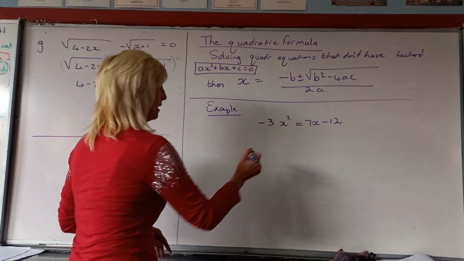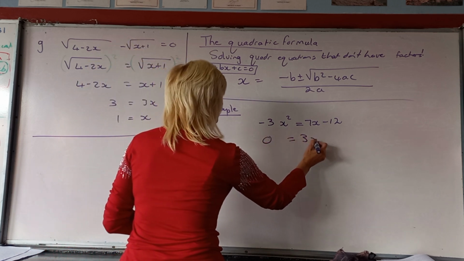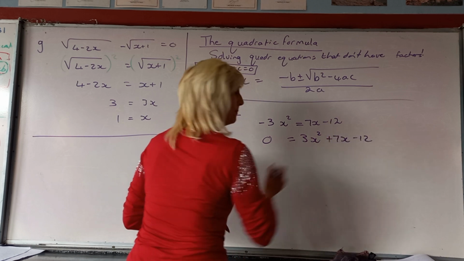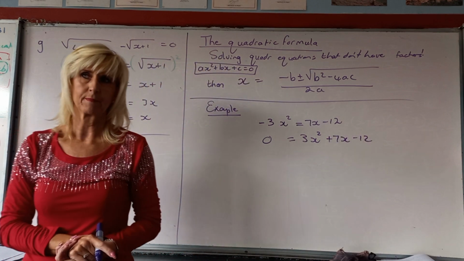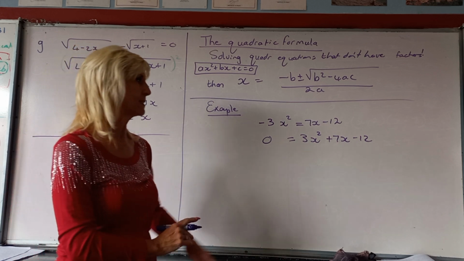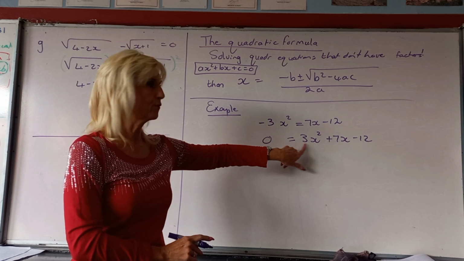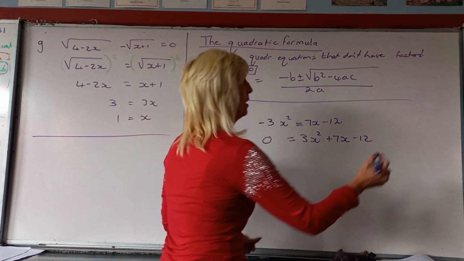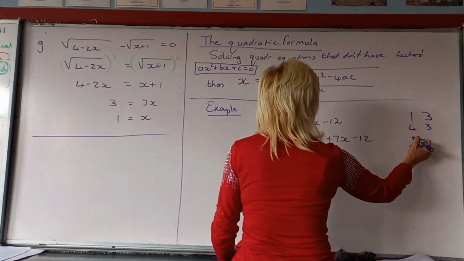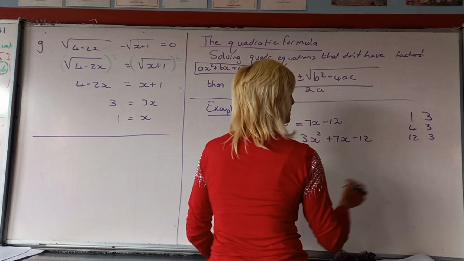Equate it to 0, I like it. I'll take it to that side because then it's going to be positive degree. Now solve it. Now if you look at my heading, you'll see why we're not getting any answers, but let's check. Factors of 3 and factors of 12. 1 times 3, 4 times 3 for 12 is going to be 12 and 3, I'm not getting to 7.